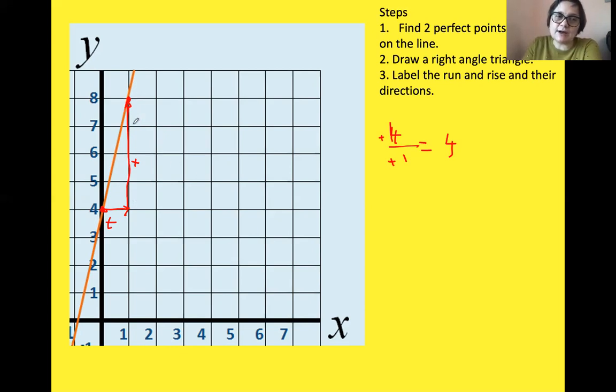So the change of y, this one represents the rise. So rise, and this is the run.